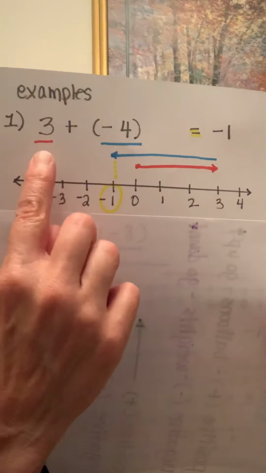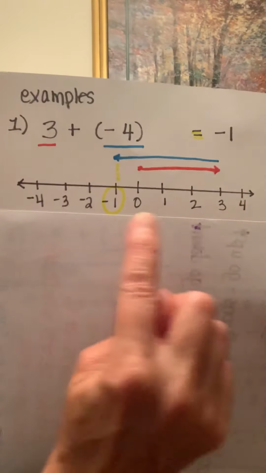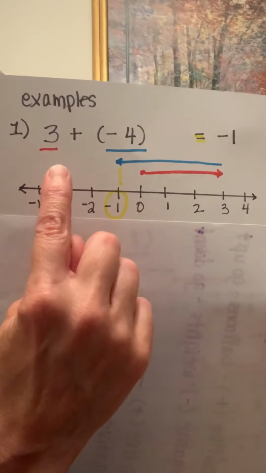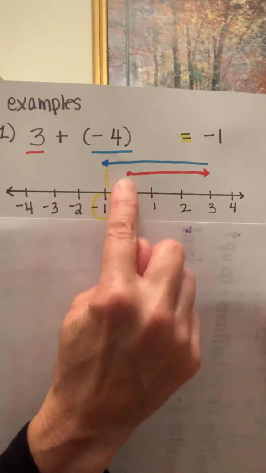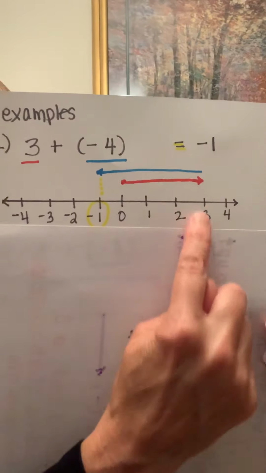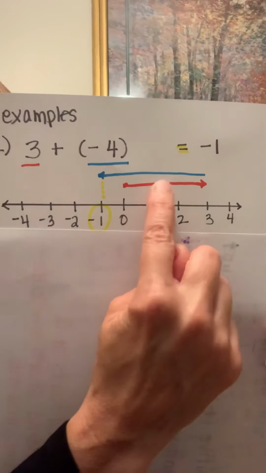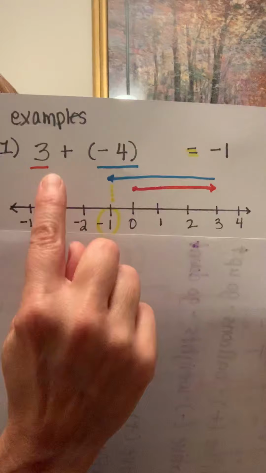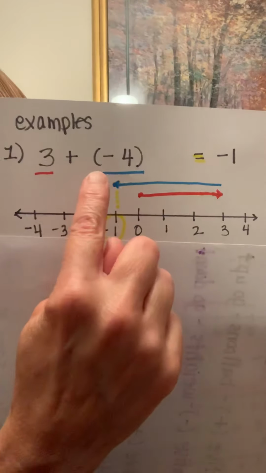Okay, so the first one is 3 plus a negative 4. Since you already saw the answer, I'm just going to explain this to you. We're going to start with the first addend. Here's our number line. We're going to start right here at 0, and we're going to count over to 3. 1, 2, 3.